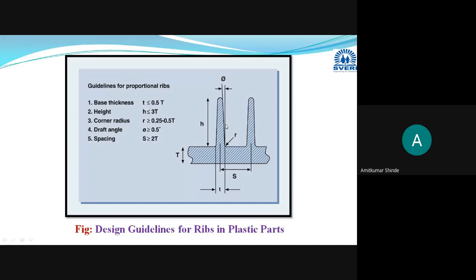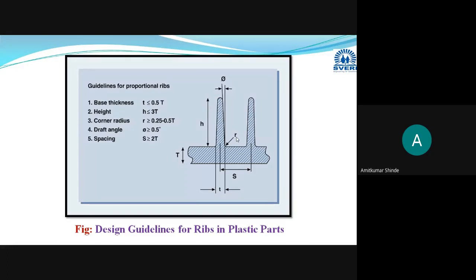Okay, taper you have to provide here, and the taper should be in the range half degree to 3 degree. Okay, taper or draft angle. Then one radius or corner is provided where this rib joins the wall. You have to provide one radius, and this radius should be 25% or 50% of the wall thickness. Okay, in this way you have to design the ribs.